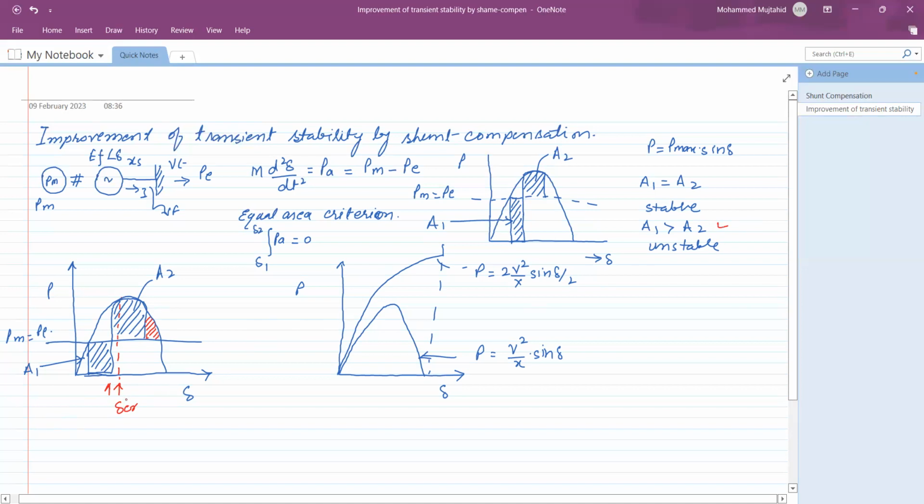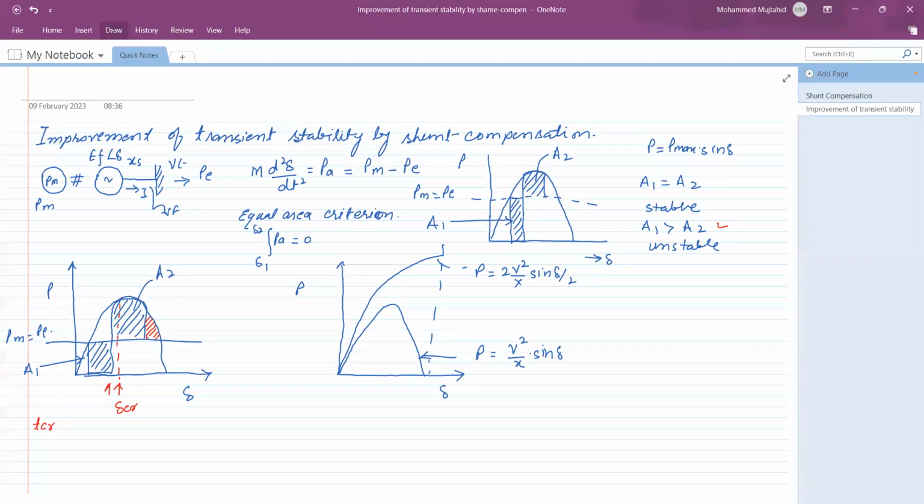So this is called the critical clearing angle, and from the system data one may calculate the critical clearing time. That critical clearing time should be greater than the fault clearing time, which includes the relay time and circuit breaker times. Okay, this is from the protection point of view.